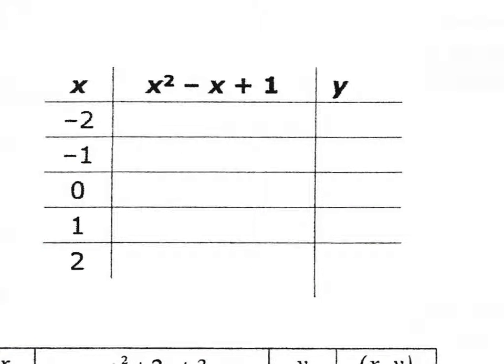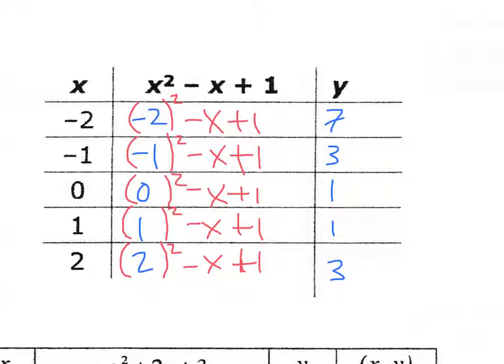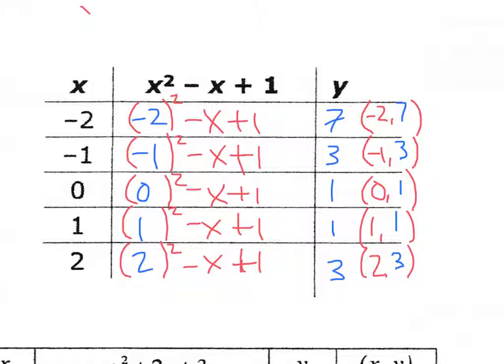Here is one more for you to do. First, set up your parentheses squared minus x plus 1. Then put in your variables, negative 2, negative 1, 0, 1, and 2. And here is the result that you can graph. And here are the completed points to transfer to the graph.